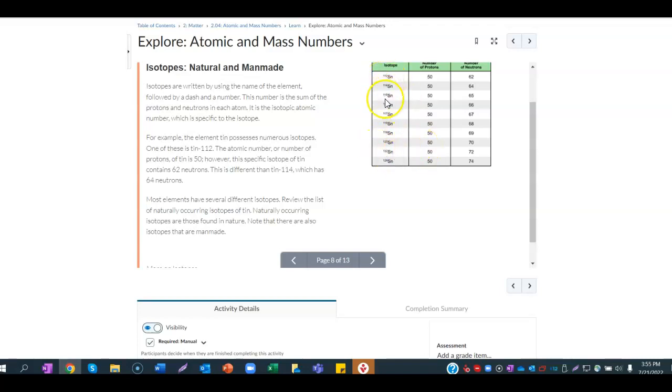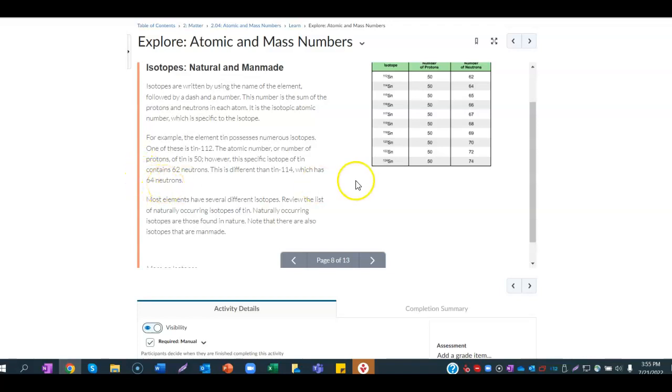Okay, and that looks a little bit different here. This is like the number with the symbol. So going on, for example, the element tin possesses numerous isotopes. One of these is tin-112. So that's how they're written. And the atomic number, or the number of protons of tin, is 50. However, this specific isotope of tin contains 62 neutrons, and that is different than tin-114, which has 64 neutrons.